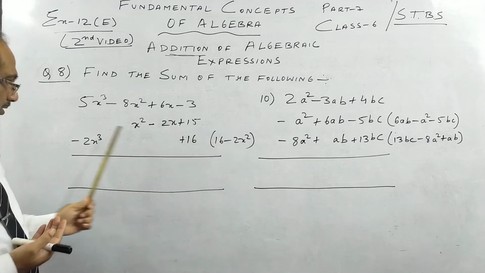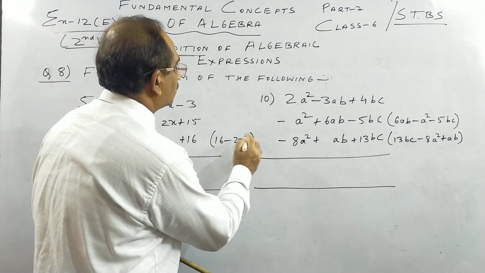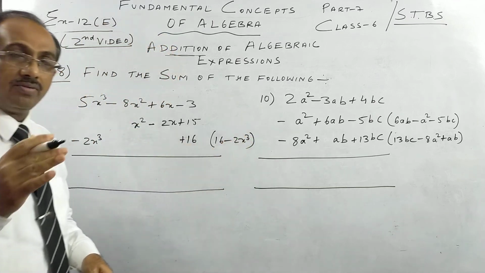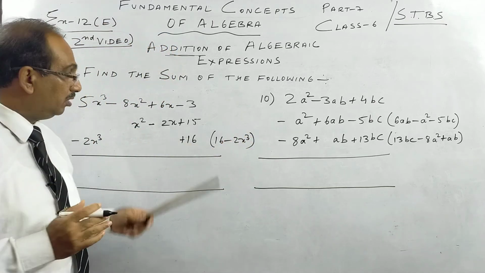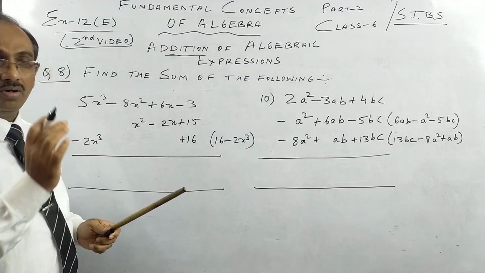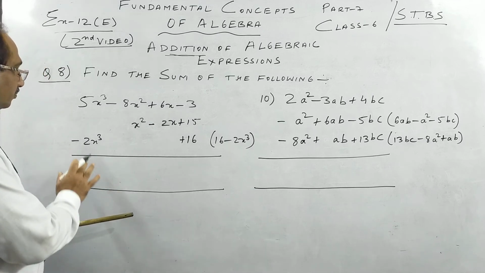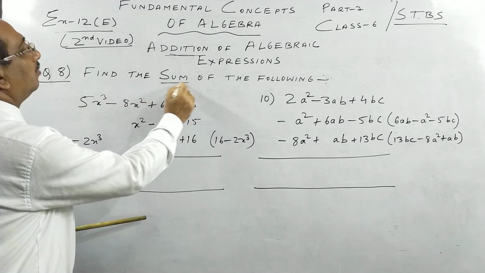16 comes here and minus 2x cube comes here. I think this is x cube, not square. So be very careful when you copy the question. One small error and almost your whole question may go wrong. So here we have to find the sum.